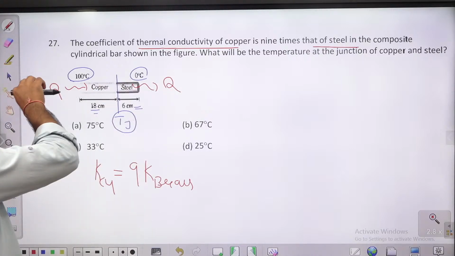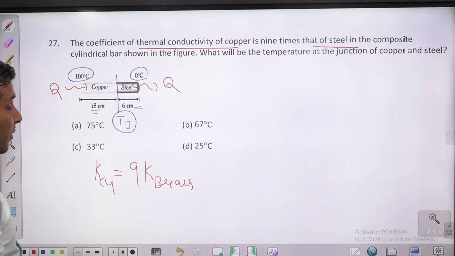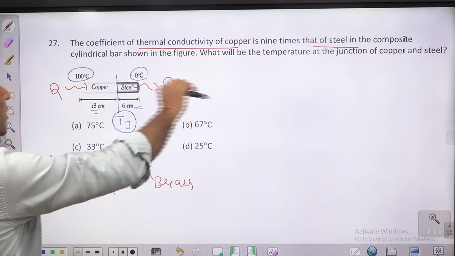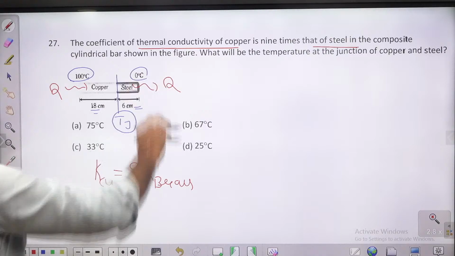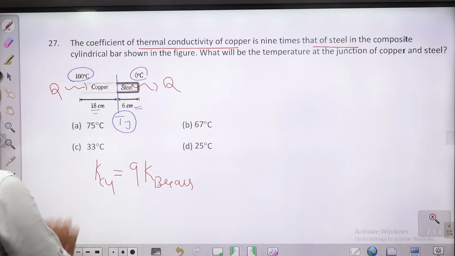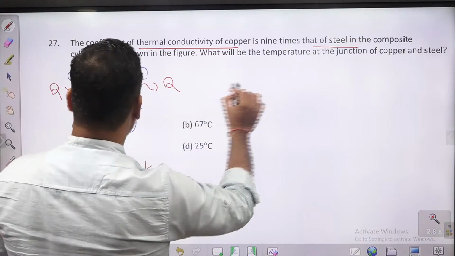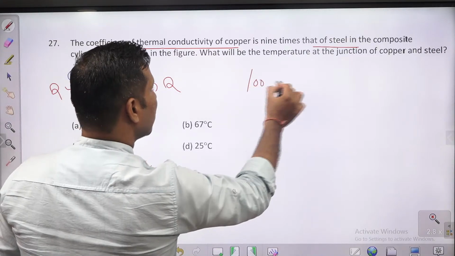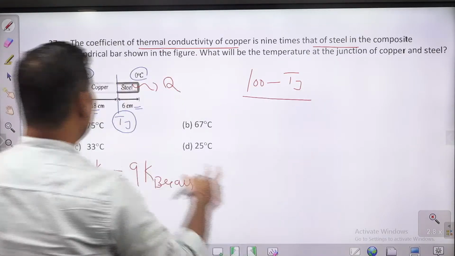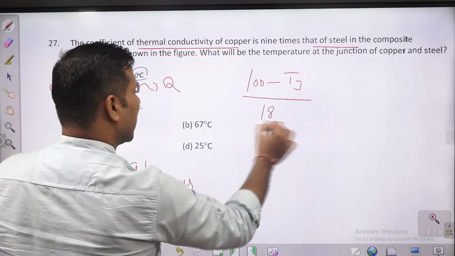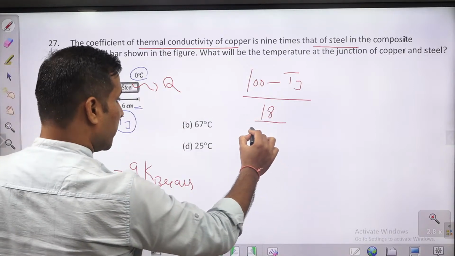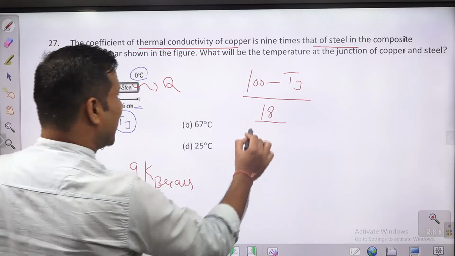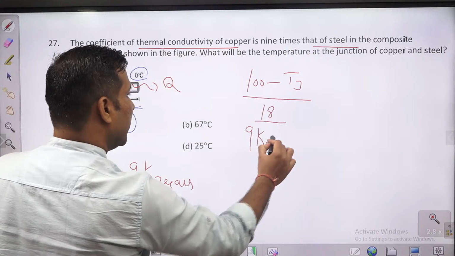So in series, the Q is same like the current. When resistances are in series, the same current flows through them. Similarly, when the members are in series, the same heat flows through them. So what is Q through copper rod? Q through copper rod is nothing but delta T, means 100 minus Tj, divided by its length, means 18. Keep it in centimeter only. L by Ka, means conductivity of copper is 9 times the conductivity of brass into area.